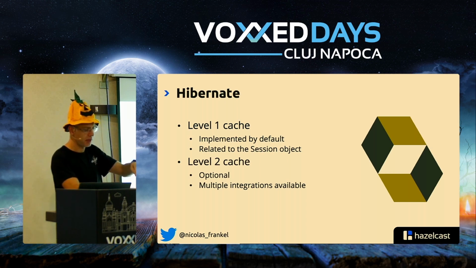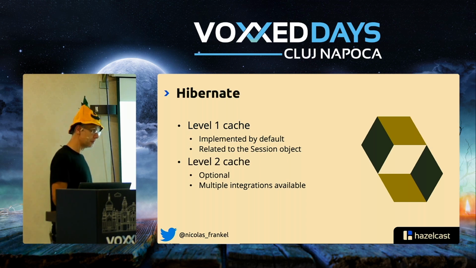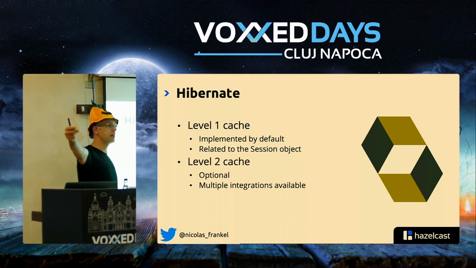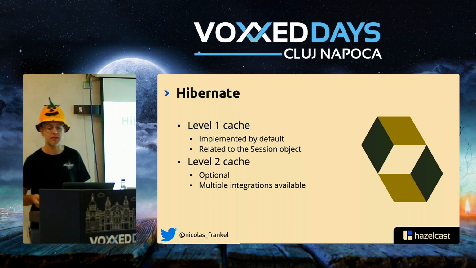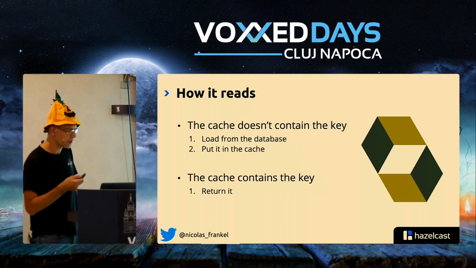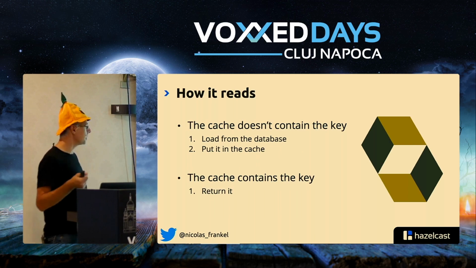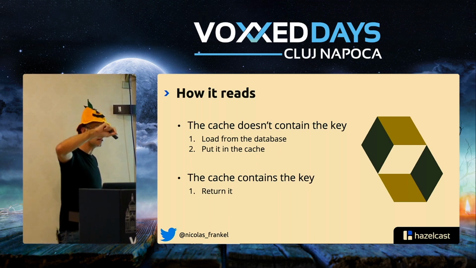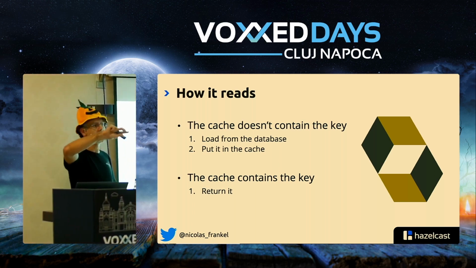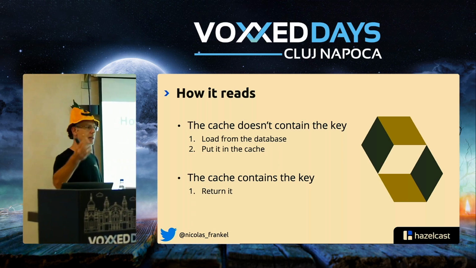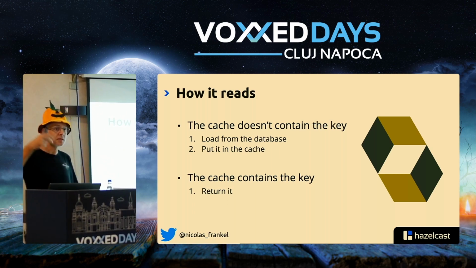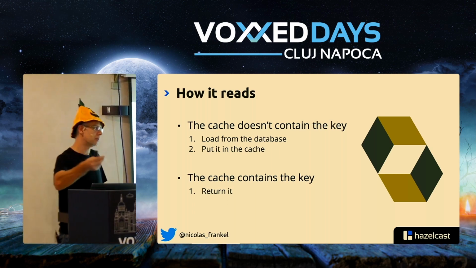However, there is a second level cache that is optional, but it can span multiple requests. And it can be integrated into different products. So the cache itself is completely stupid. If the cache doesn't contain the key, then I will make a call to the database. I will put the key and the value in the cache. I will get returned the value. And if it's contained in the cache, then I return the value directly.